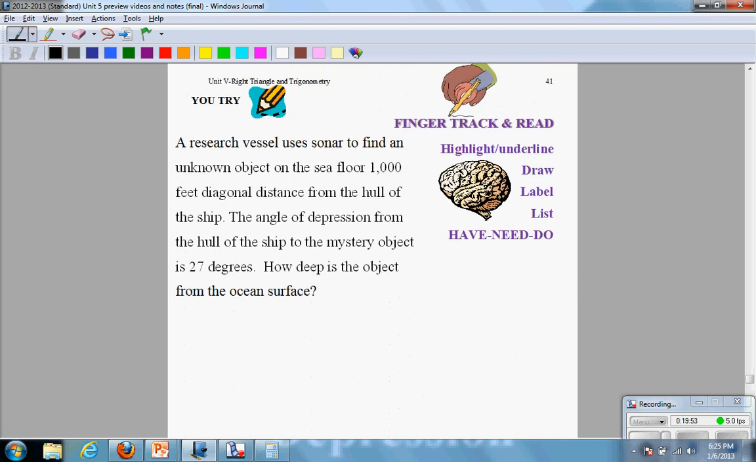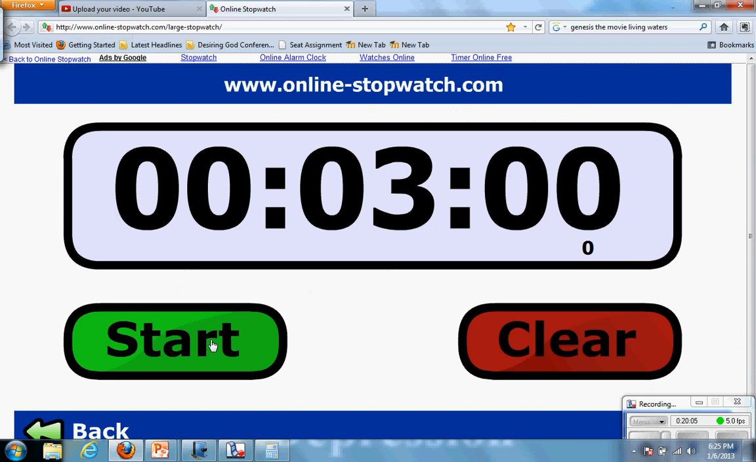All right, page 41. I'd like you to try to do this one completely on your own. Finger track, read, highlight, underline, draw, label, list. Then do have, need, do. I'm going to give you a 3-minute time limit. Go.